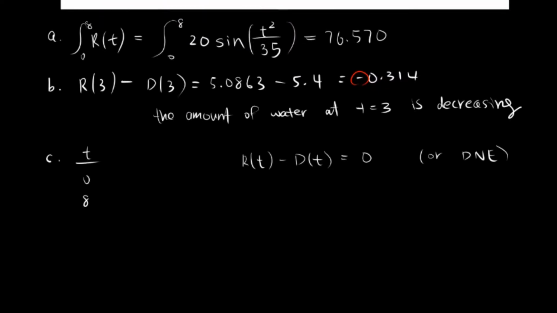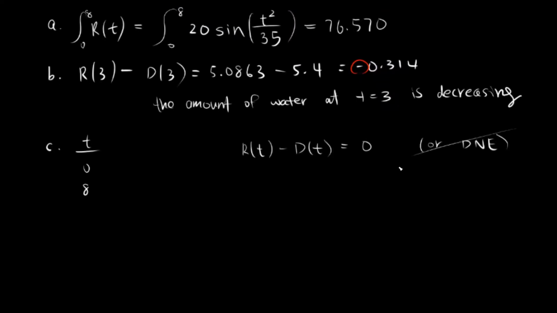So we can rule out that does not exist, and we're left with when r of t minus d of t is 0. So if we graph this expression and then use the zero function on our calculator, we can find that the zero of r of t minus d of t is when t is equal to around 3.272. So let's add that to the list of points we have to try.